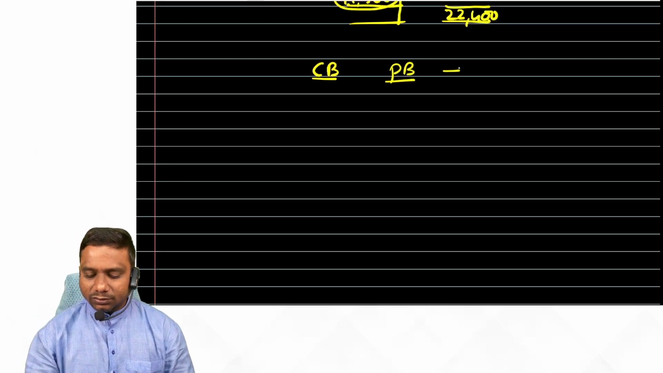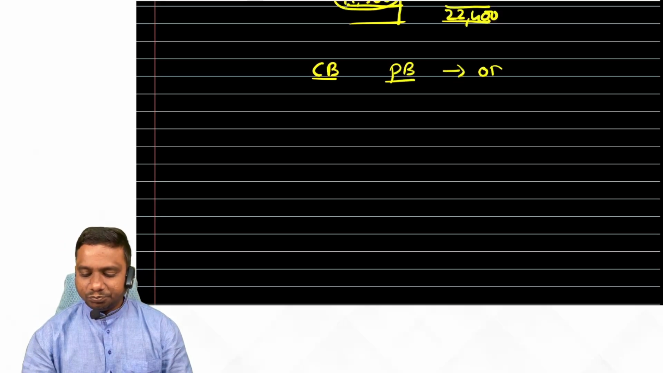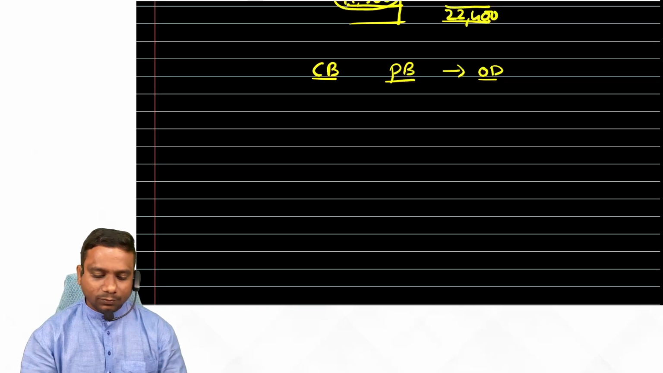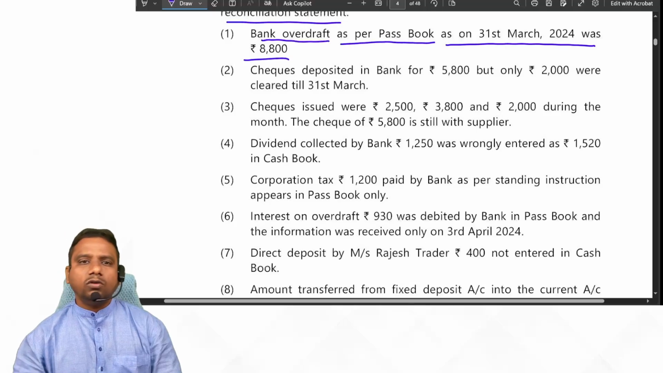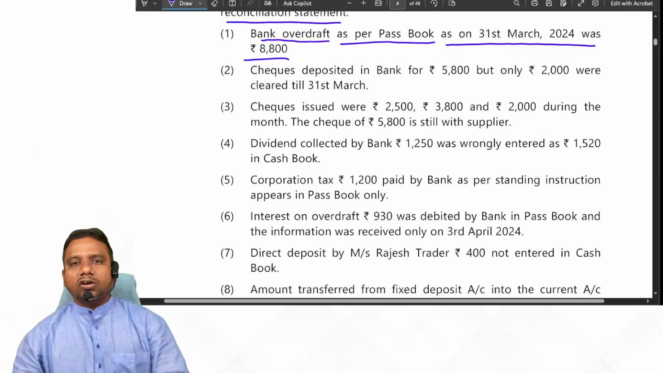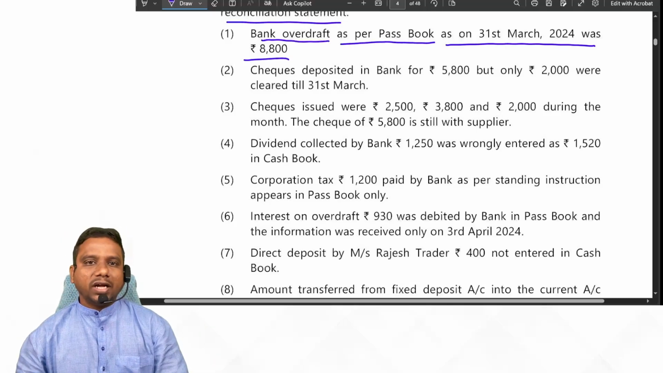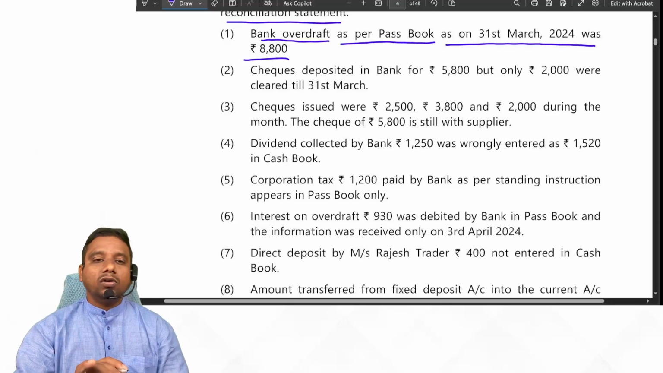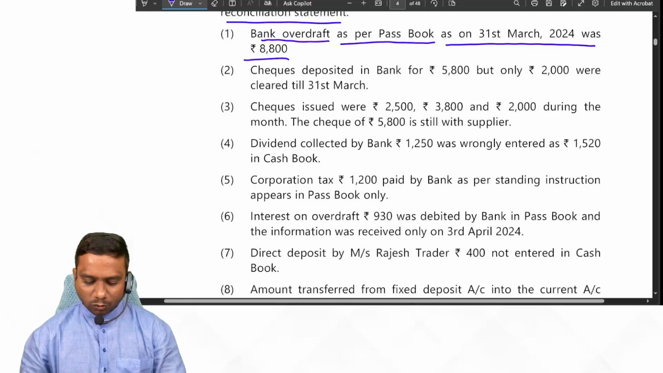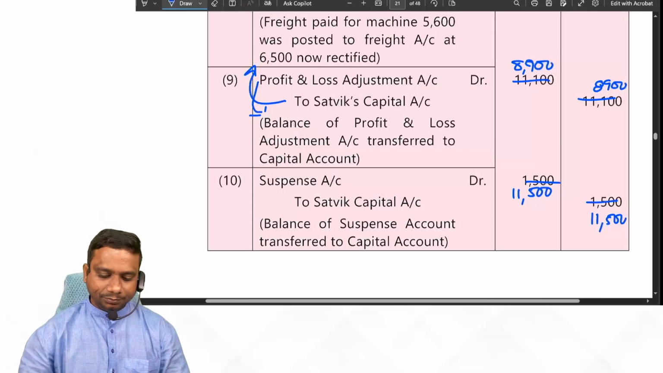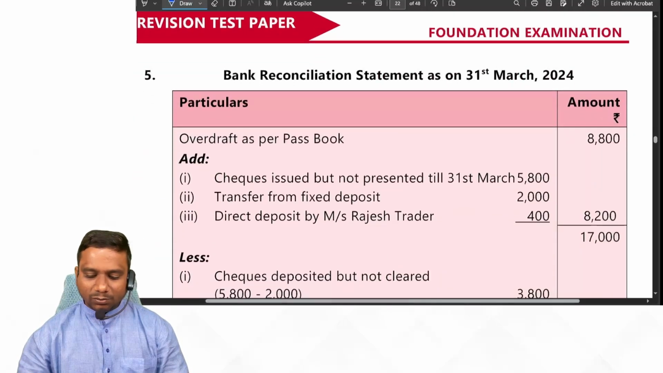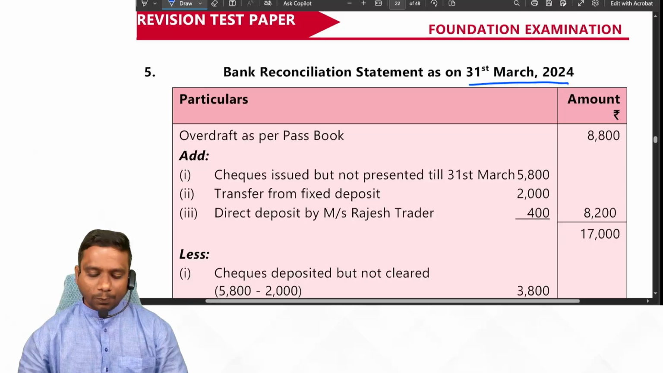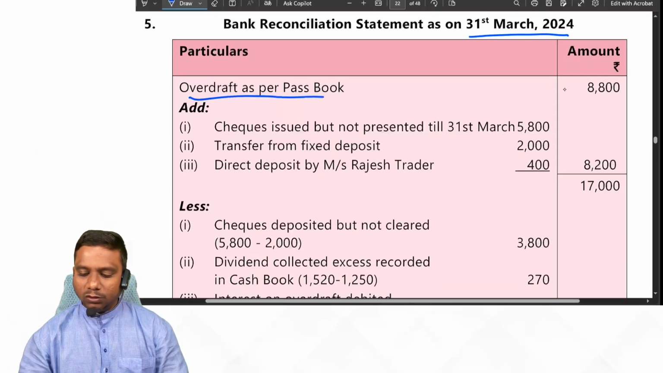Now, in this problem, what do we have? We have OD, overdraft. Don't forget, we have an overdraft. Now, observe the problem. Anyway, this is an overdraft balance. How is it shown in the problem? Bank overdraft as per passbook, or the same can be called unfavorable balance as per passbook, or debit balance as per passbook. Now we start our problem. What is the heading we write? Bank reconciliation statement as on 31st March 2024. Particulars, amount. Overdraft as per passbook 8,800.